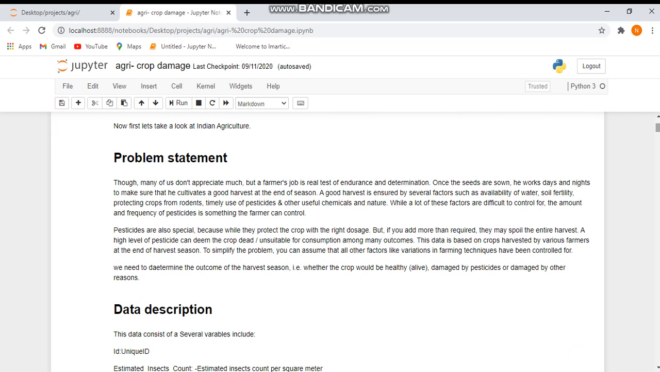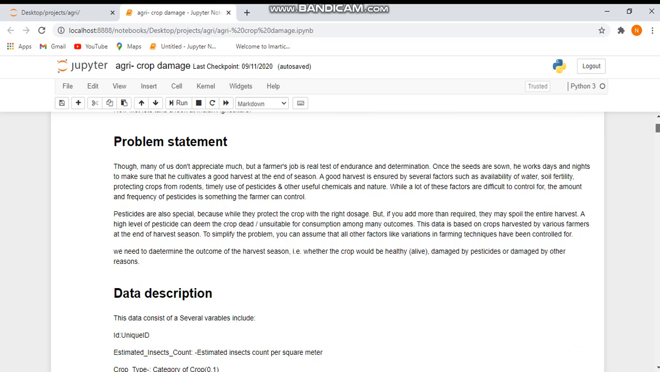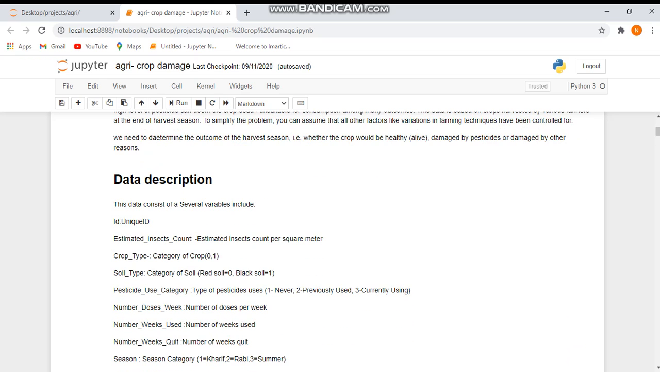The main problem statement is, we have certain data, and we need to determine, by using all the features, the final outcome: whether the crop is alive, or whether the crop is damaged due to pesticides, or damaged due to other reasons like rain splashes and floods. Now, we can say it is natural disasters. Actually, we can see here the data that we have.